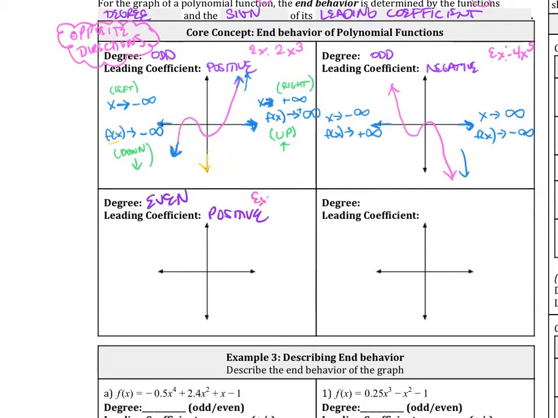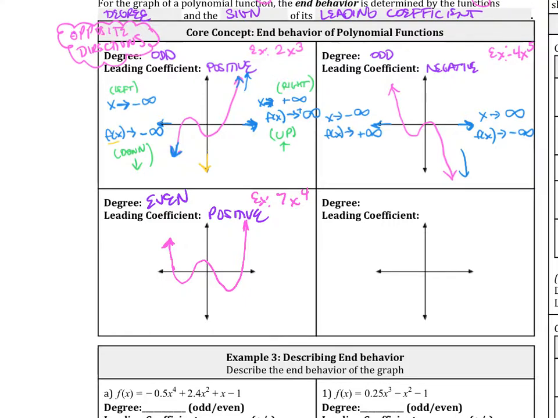An example of this would be 7x to the 4th power. So positive, let's think about something like this. Just like our exploration yesterday when we were talking about some of these graphs. So even and positive, 7x to the 4th is an example.